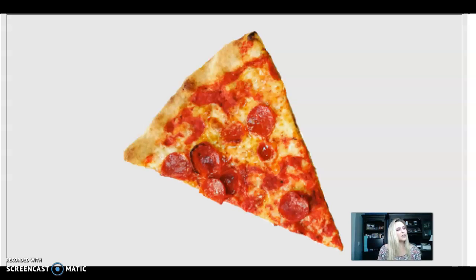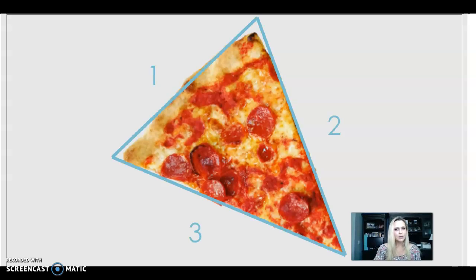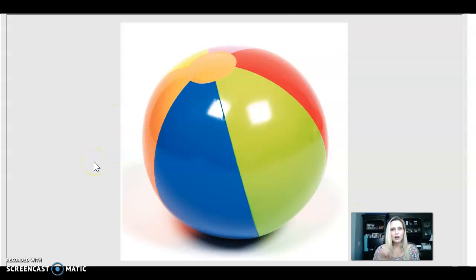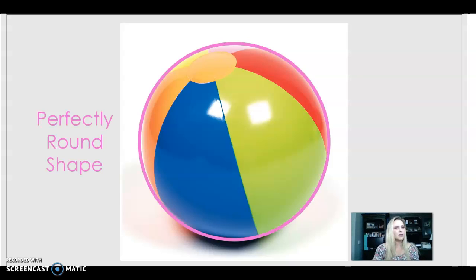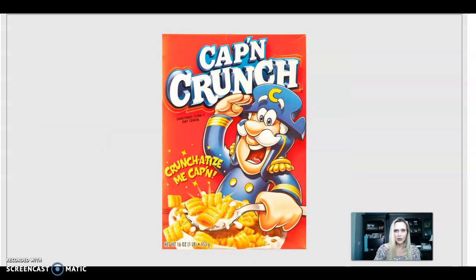Okay, you guys think this pizza slice is a triangle? Let's see. It is. It has 3 sides to it. Very good job, class. All right, what about this one? Let's see if it's a circle or not. It is a circle. It's one perfectly round shape. Okay, now what about this cereal box? What shape is this?